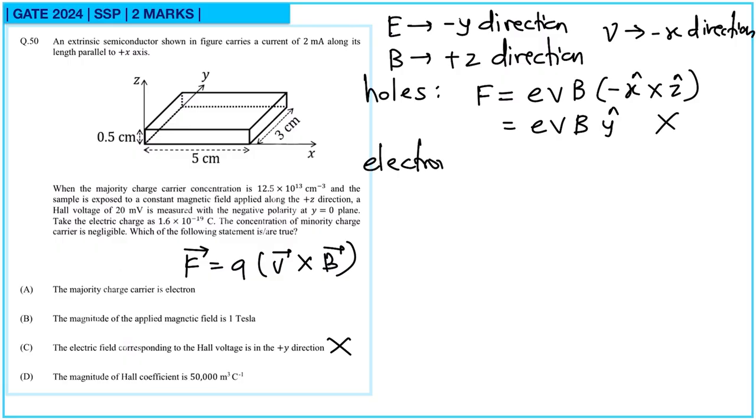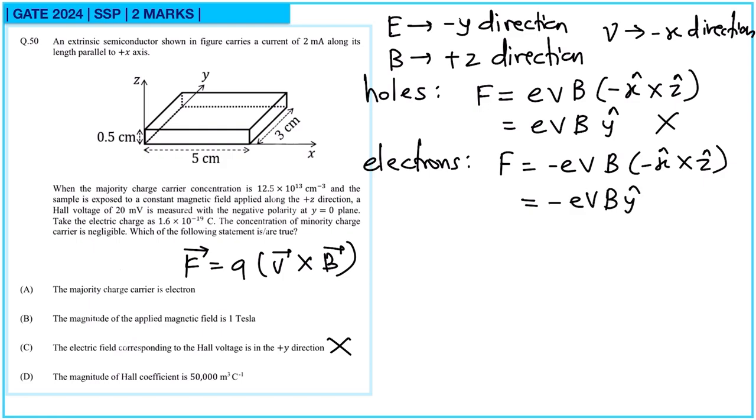Let us check for electrons. F is equal to, now charge on electrons is minus E, into VB into minus x cap cross z cap. So this will be minus of EVB y cap. So this is correct. So electrons are the majority charge carriers. So option A is correct.